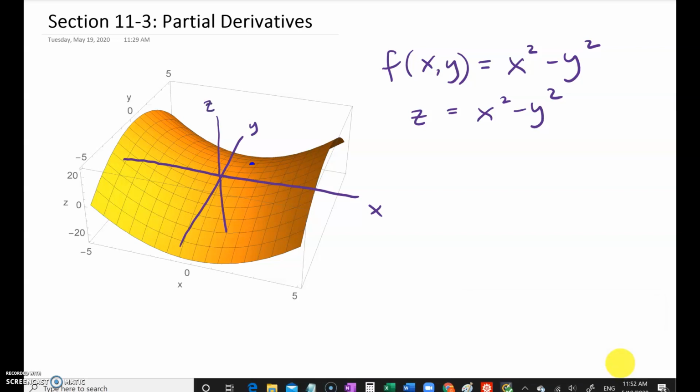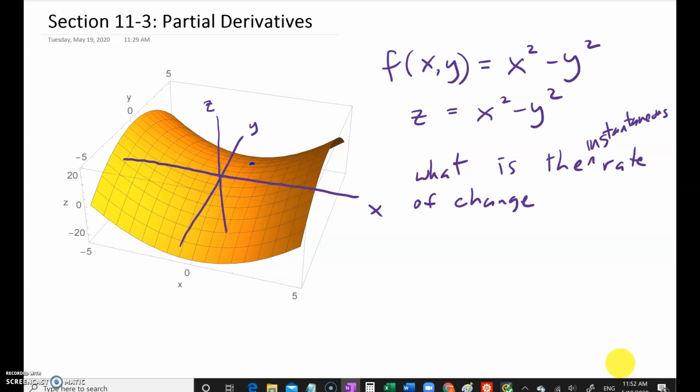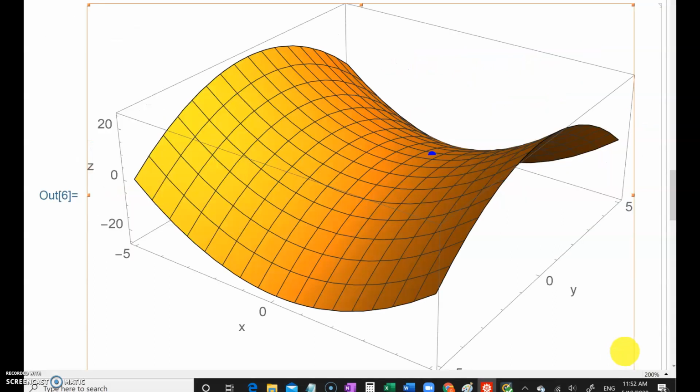So we're interested in asking the question, what is the rate of change? I should say instantaneous, actually. Instantaneous rate of change of z. Now, that's not enough, though, because it depends on the direction, doesn't it? Let's take a look. I graphed this in Mathematica here.